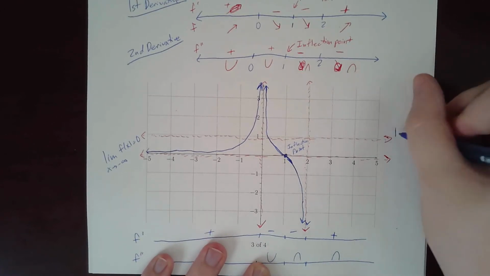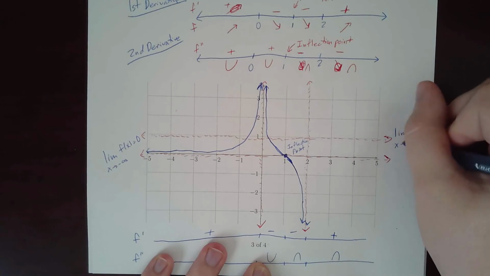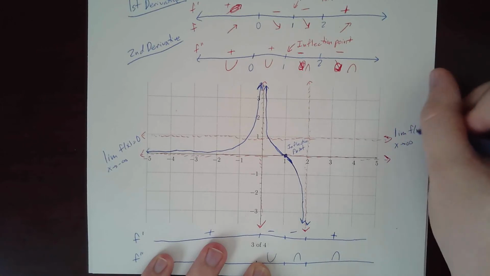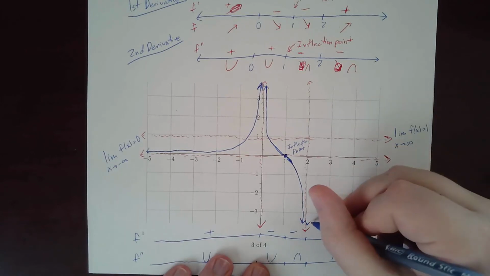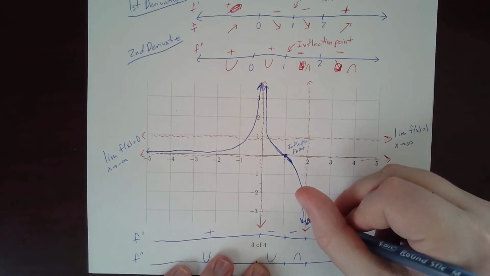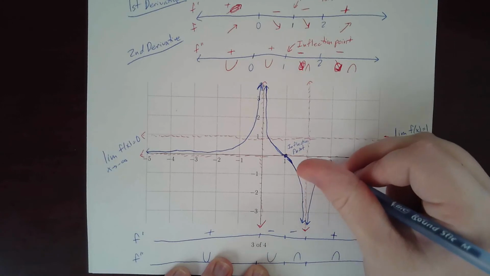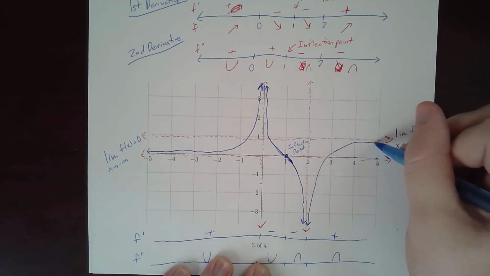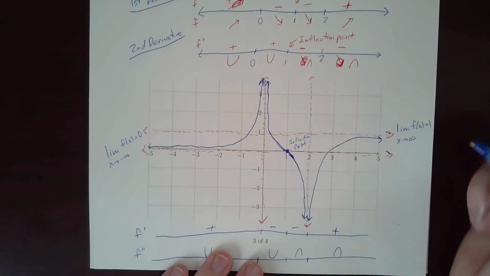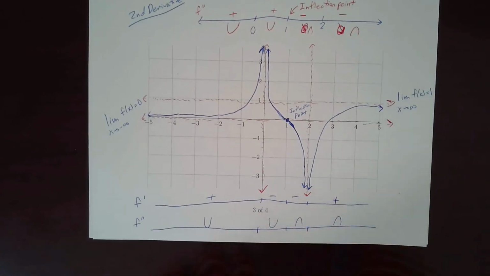And one other thing to remember is that the limit as x approaches infinity of the function was equal to 1. So we want to be going towards this other horizontal asymptote as we finish things off. So this is a sketch of what our function should look like.